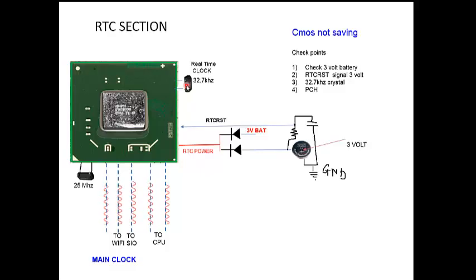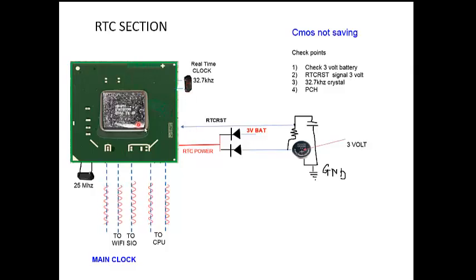So whenever you have a problem like CMOS is not saving, at that time you have to focus only on these 3 things: RTC power number 1, RTC reset number 2, and the crystal. In this way you can solve all these RTC problems.